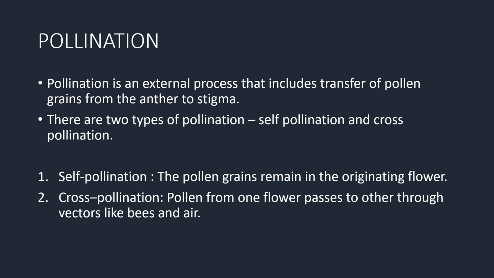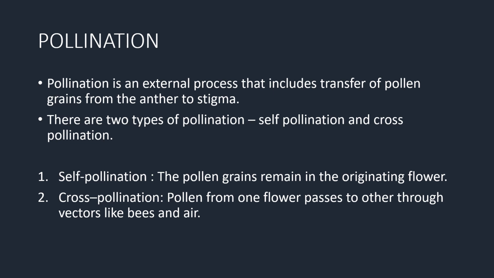Pollination. Pollination is an external process that includes transfer of pollen grains from the anther to stigma. There are two types of pollination: self-pollination and cross-pollination. What is self-pollination? If the pollen grains that are used to fertilize the ovule are generated within the flower itself, that is in the same flower, or the flower consists of both male and female reproductive parts, and the male part is used to fertilize the female part, then it is known as self-pollination.